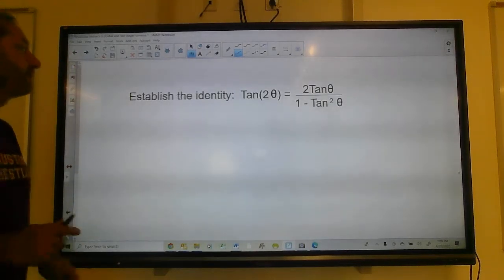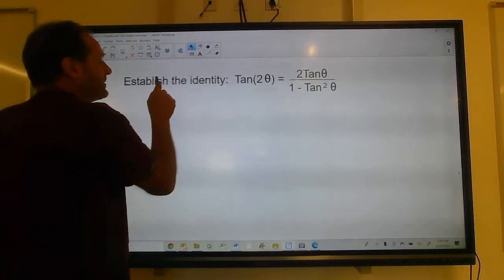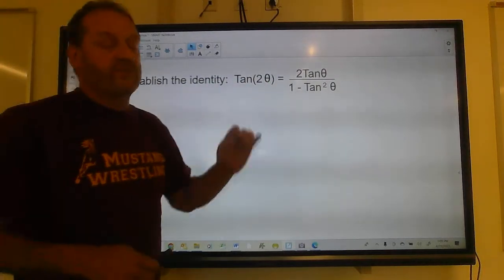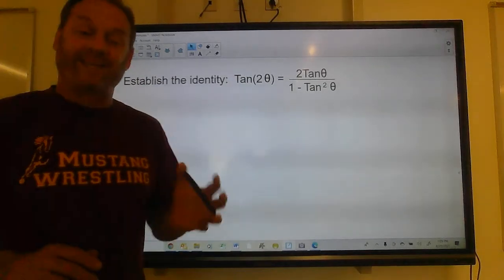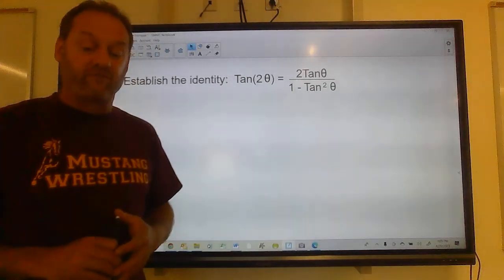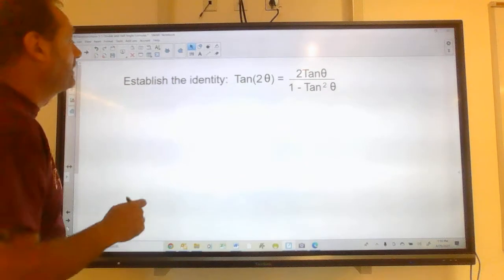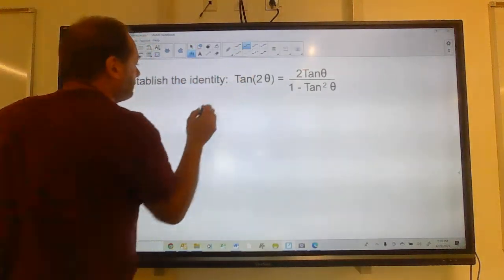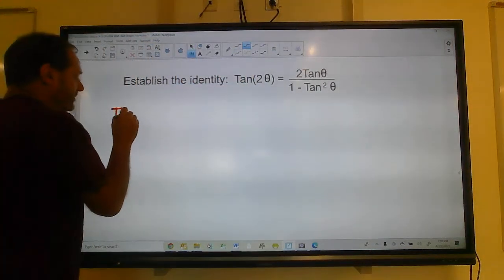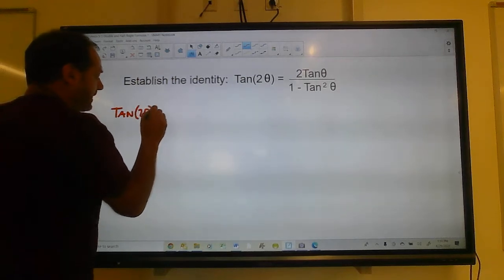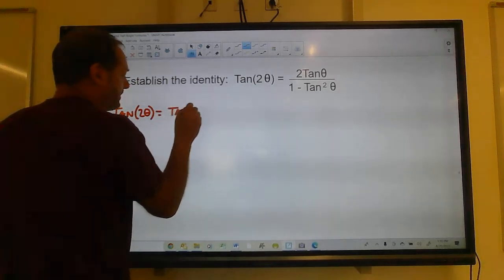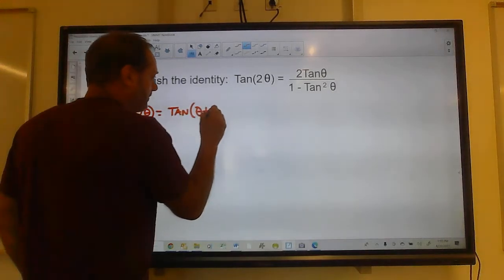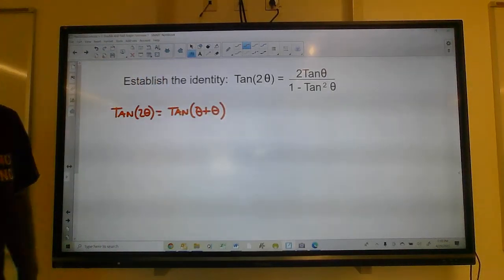All right, now we're going to establish this identity. So this is the double angle formula for tangent, and we're going to prove that. So that means we can't use the theorem to prove it. We've got to find another way to do that. So here's what we can do. We've got this tangent 2 theta. We're going to change this to be the tangent of theta plus theta, because theta plus theta is 2 theta.